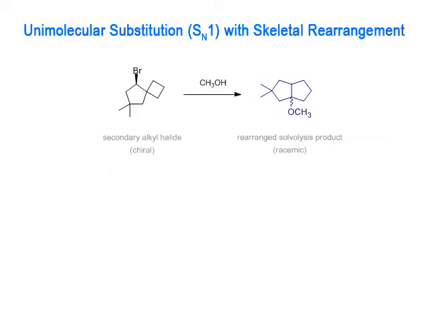Secondary alkyl systems with good leaving groups attached are capable of undergoing SN1 reactions with skeletal rearrangement. The leaving group breaks off to form the carbocation in the rate determining step, and then the rearrangement occurs to give a more stable carbocation, which is then trapped to give the products.